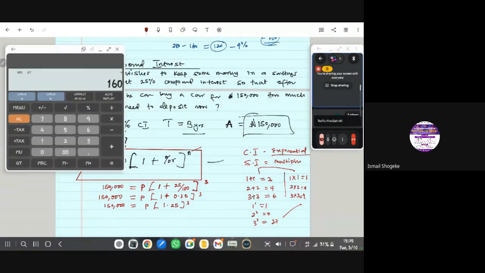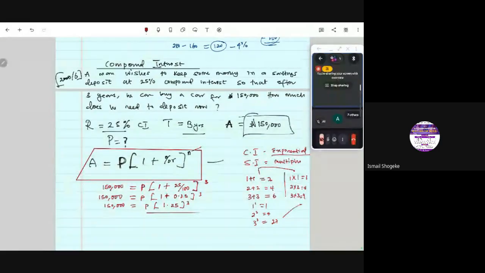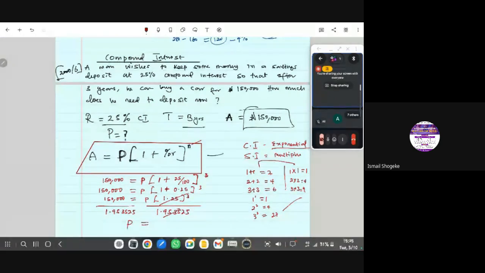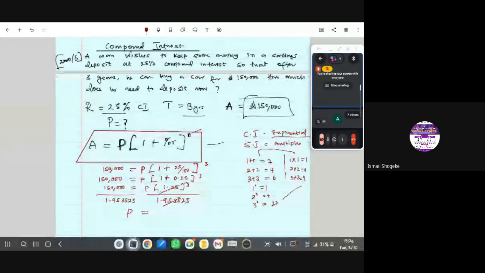How? Come to your calculator. Do 1.25 times 1.25 times again 1.25. That gives us 1.953125. So divided by 1.953125, divided by 1.953125, this will cancel this. So our principal amount that the man invested or deposited initially is going to be what?